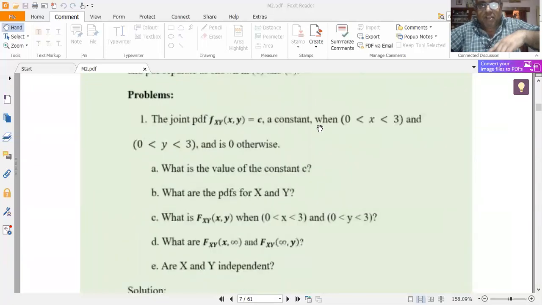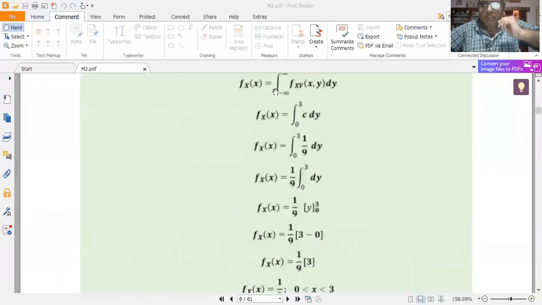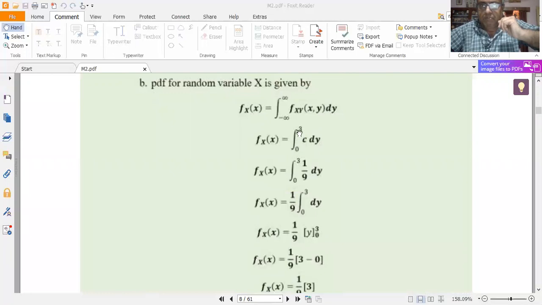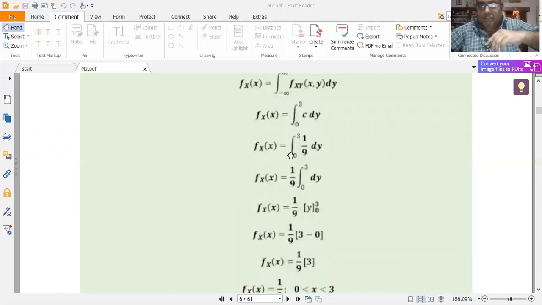Now y has got a non-zero value of c equal to 1 by 9 only for y lying between 0 and 3. So that's why this integral from minus infinity to plus infinity for y becomes integral 0 to 3 of c dy. So substitute the value of c which we have calculated. So 1 by 9. So fX of x is equal to integral 0 to 3 of 1 by 9 dy. Now integrate. So 1 by 9 is a constant, I can pull it outside. I get 1 by 9 integral 0 to 3 dy, or 1 by 9 into y with limits 0 to 3.